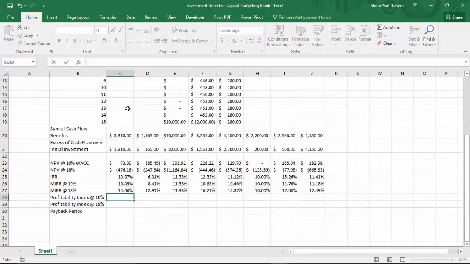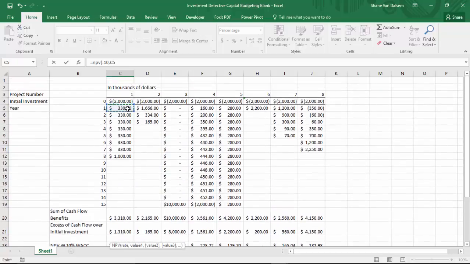Profitability index. I'm going to use the official way of calculating this. I'm going to take the present value of the future cash flows discounted back at the weighted average cost of capital divided by the initial investment. So here I'm going to put in equals NPV, and the rate is 10%. You'll notice that I'm not including my time zero cash flow. I'm just taking all those cash flows from time 1 through time 15.